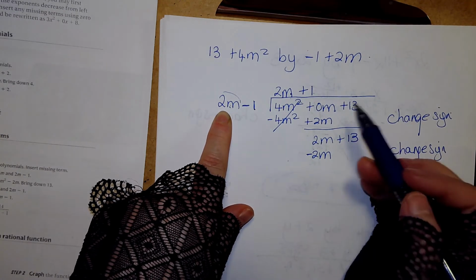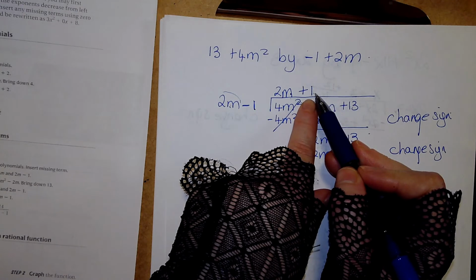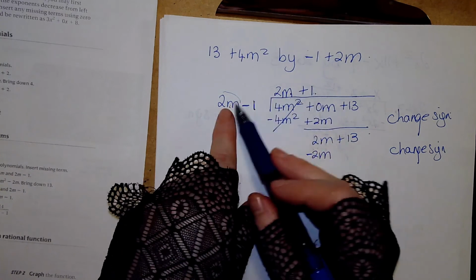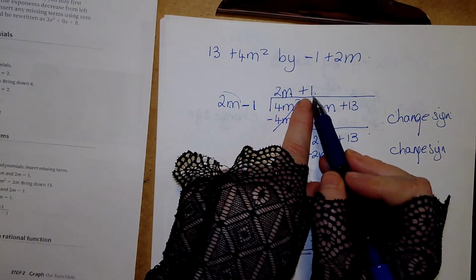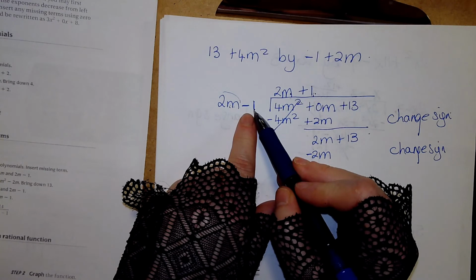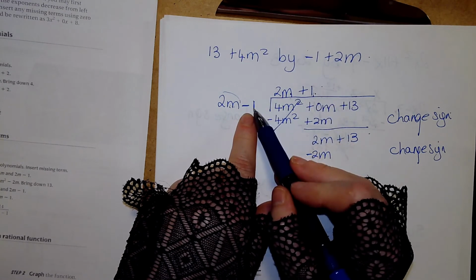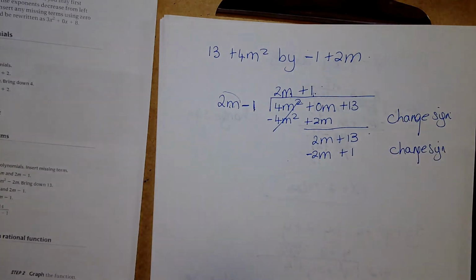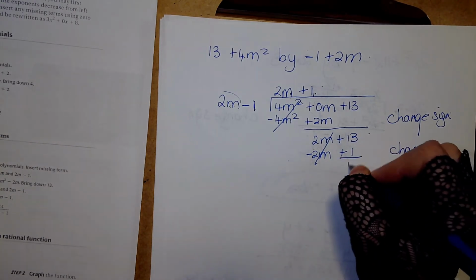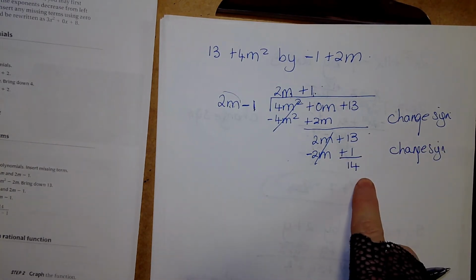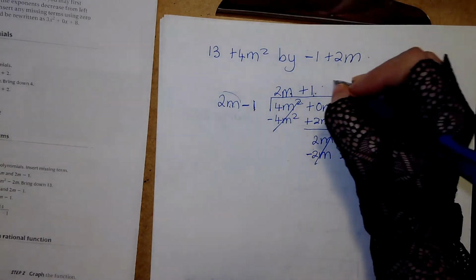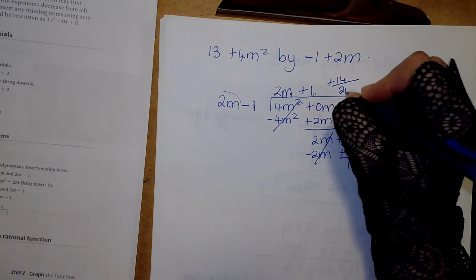Okay? So then I have to take this 1. Just think of the order. If you think of order, then you won't get confused. So if I took the 1 and I multiplied it by 2m, then I've got to take this 1 and multiply it by this negative 1. So 1 times negative 1 is negative 1, but again, we change the sign and we say plus 1. So I've done this right because this cancelled out, and 13 plus 1 is 14. That means it's a remainder, okay, because it's less than this. Okay, so plus 14 over 2m minus 1.